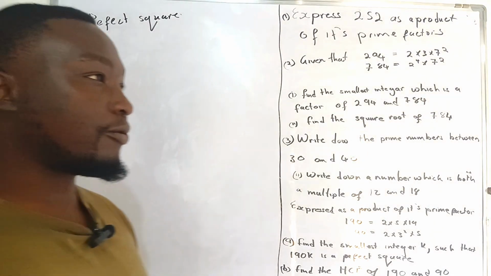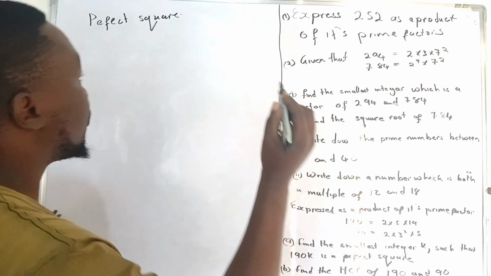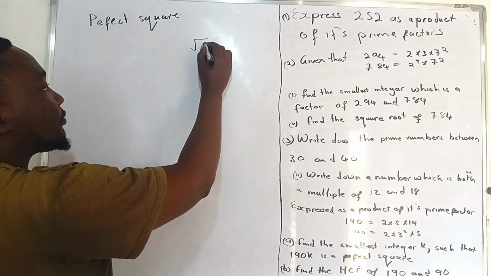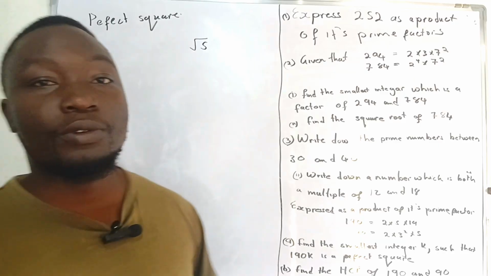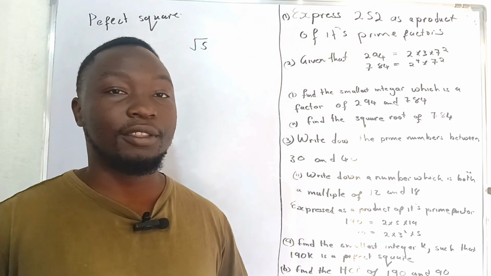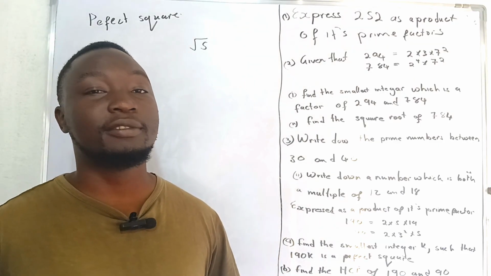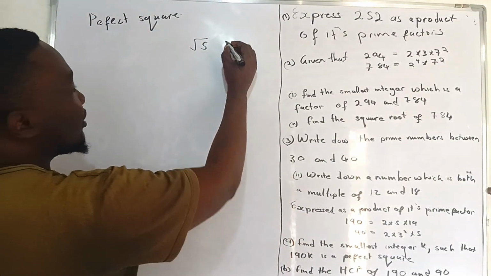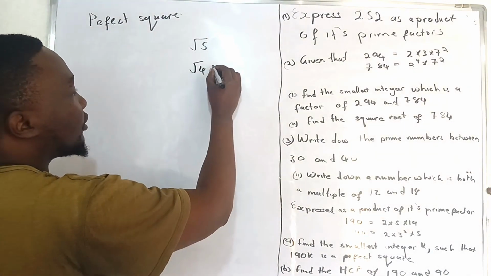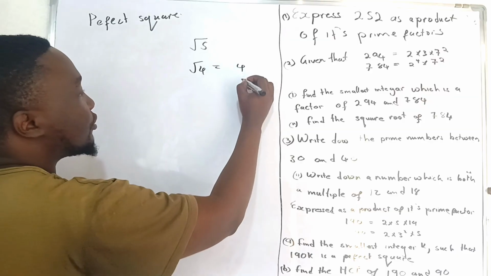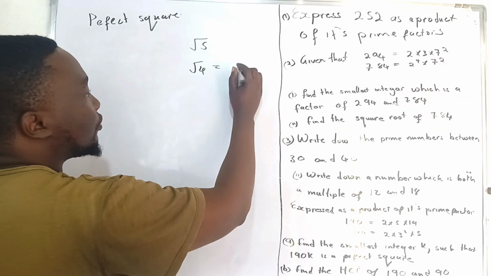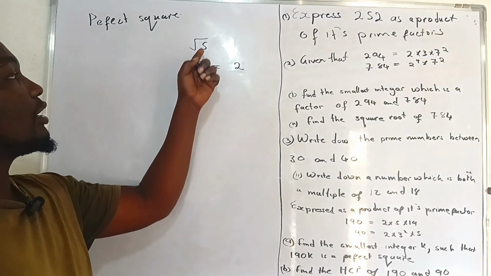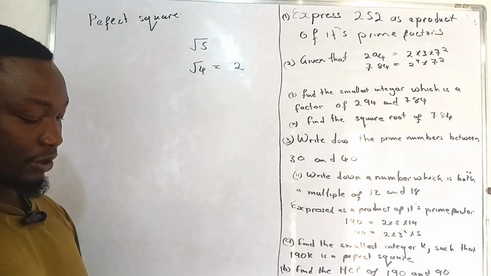If we ever tried to find the square root of, for example, 5 without a calculator, it can be a very difficult situation. But if you're asked to find the square root of 4, it's very simple. The square root of 4 is 2. So 4 is a perfect square and 5 is not a perfect square.